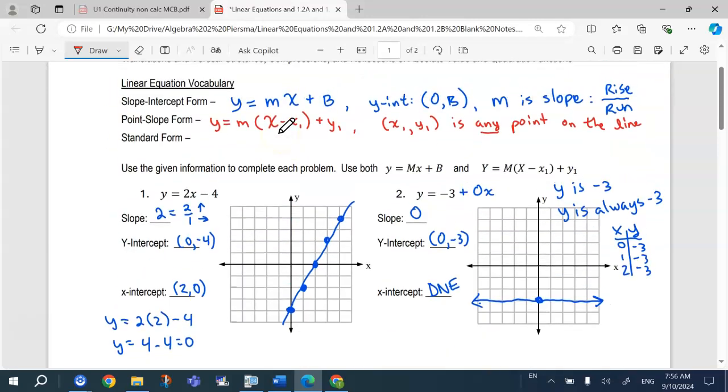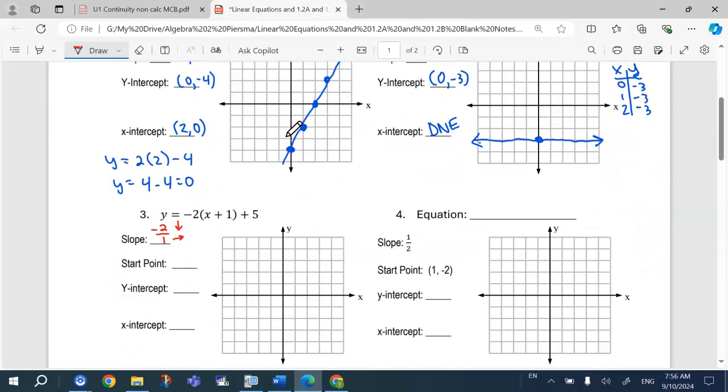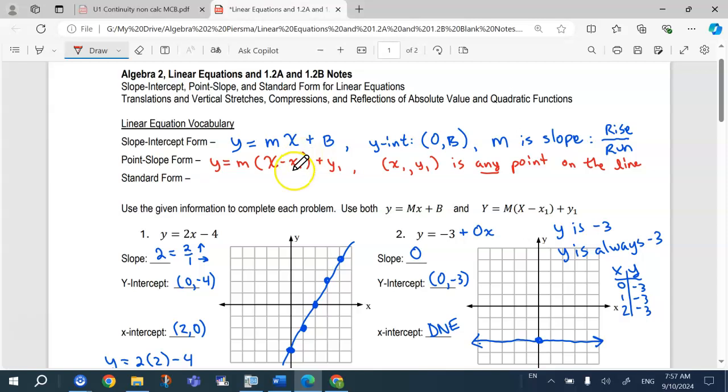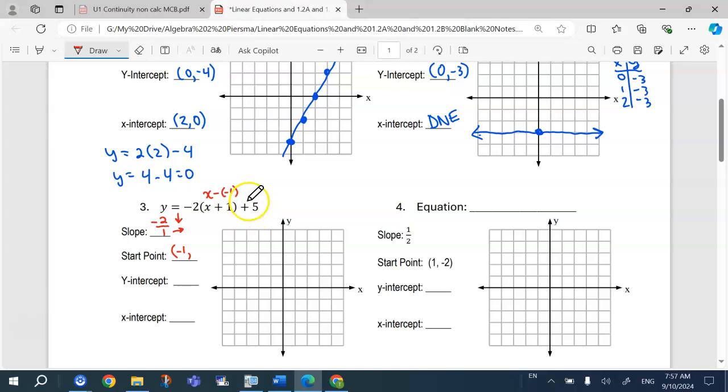If we look up here at the formula, notice that it's a minus in the formula, which means I want the opposite of whatever the x is. So this would be the same thing as x minus -1, right? So -1 is my initial x. And if I go back up here, it's plus the y1. Whatever is in the back is your y coordinate. So +5 is my y coordinate. That stays the same. Notice this +1 became -1, and the +5 stays +5.